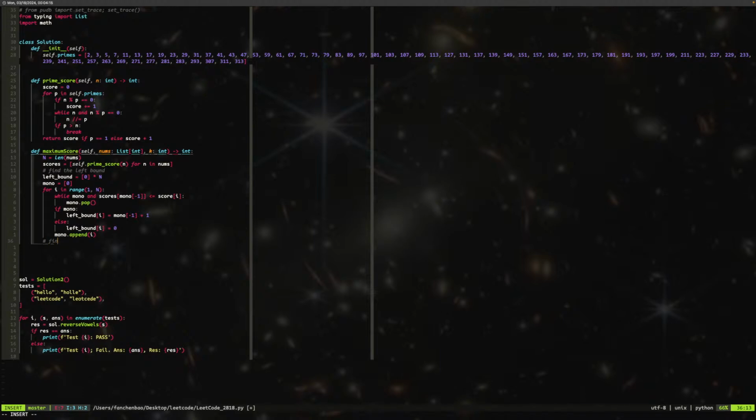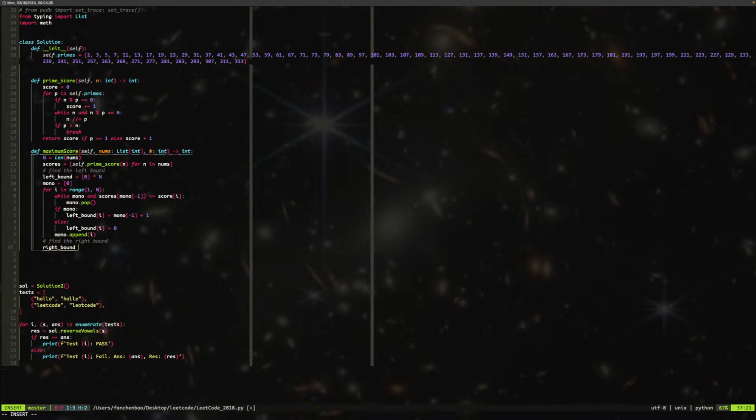Next we're gonna find the right bound. So it'll be similar. So we say right bound is equal to 0, that's not 0, n minus 1 times n.